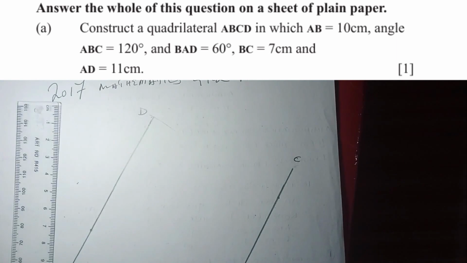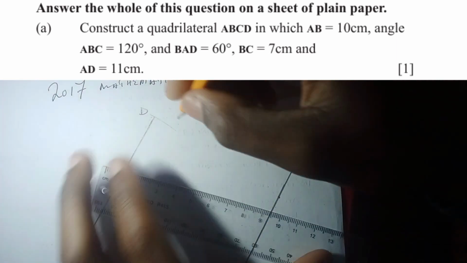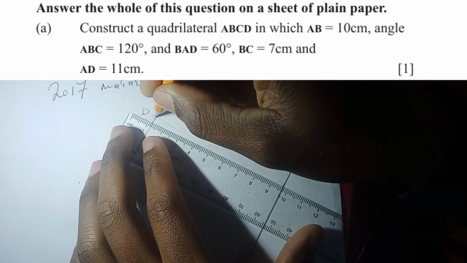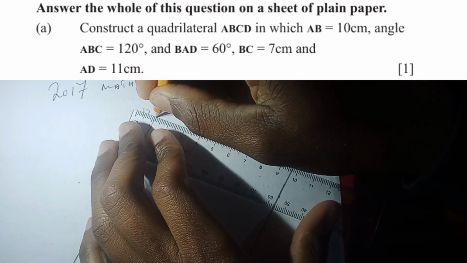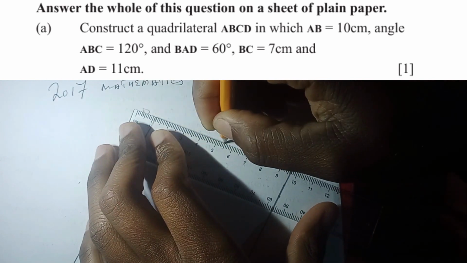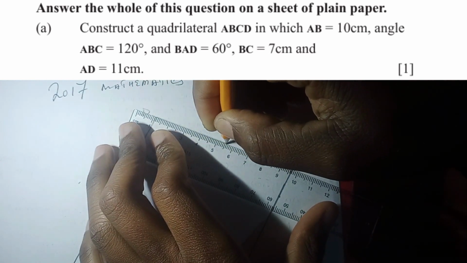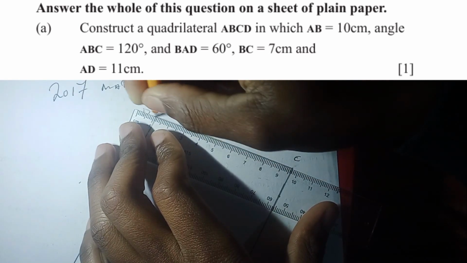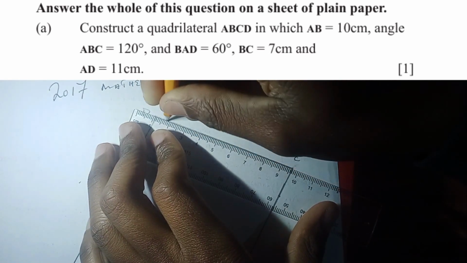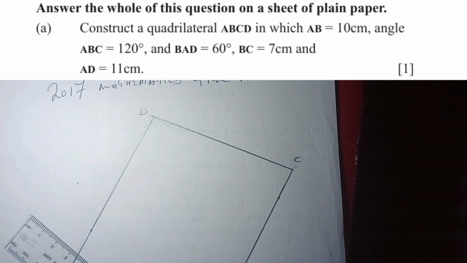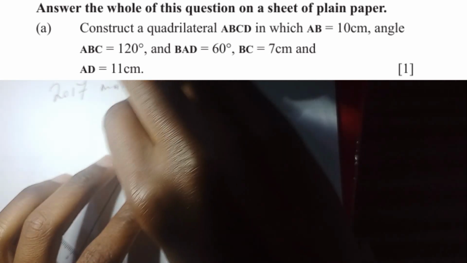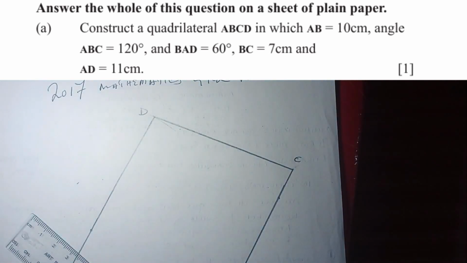Then we can just join these other points like so. Let us join them. And that will complete our quadrilateral. So that has completed our quadrilateral. Let me just erase this part, I have extended a bit. Yeah, so we are done with that.